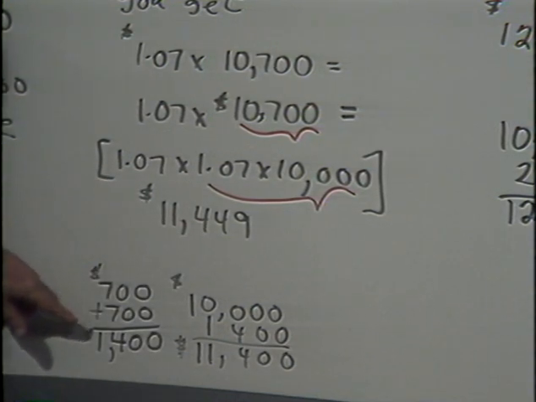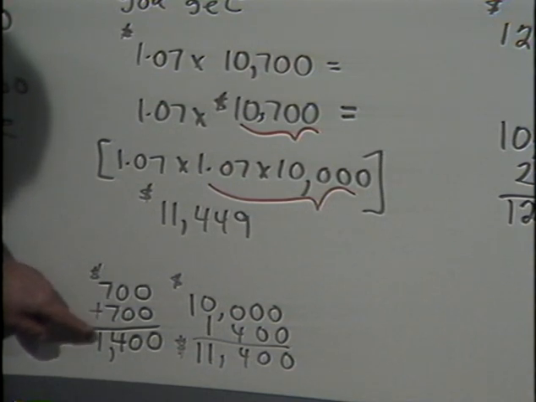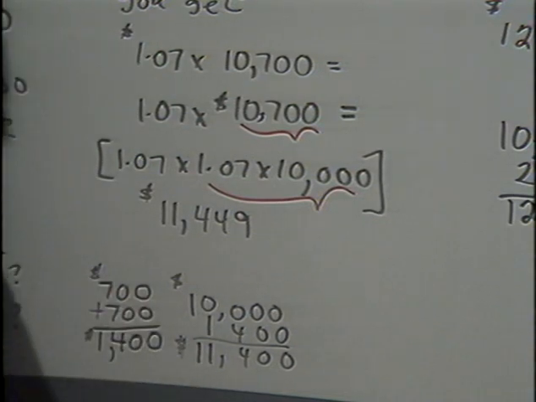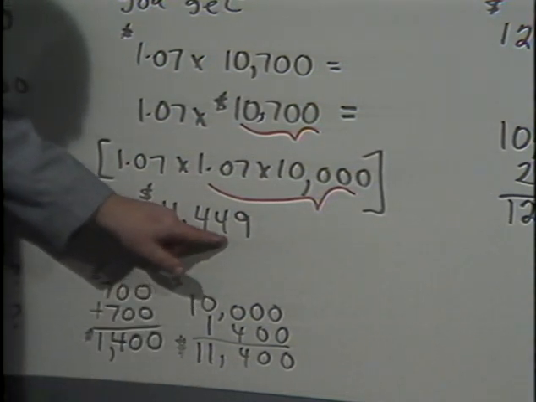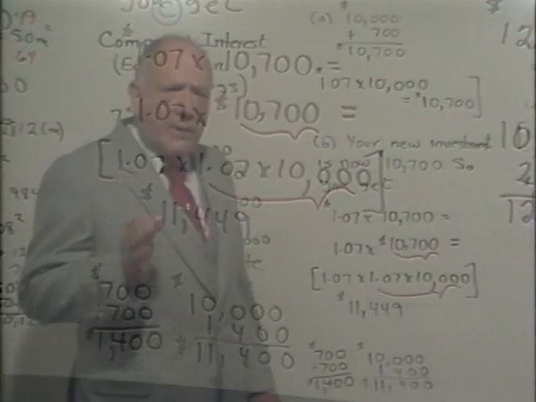But getting back to the main thrust over here, at the end of 2 years, you have $11,449 in the bank, which compares with, if you had been getting simple interest, you'd have made $700 twice, which is $1,400, so you would have had $11,400, which isn't bad, but you've still got $49 more this way, and this will continue to open up for you.